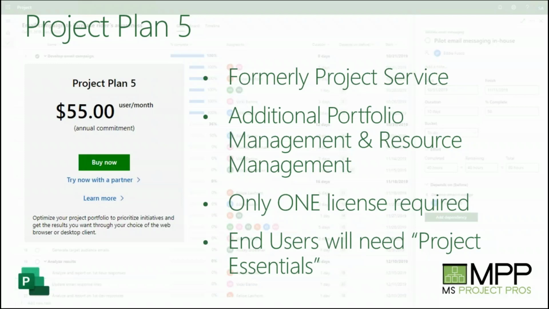The other part of it with P5 too is that the expectation is that you'd really be moving into multiple licenses across your organization, right? And so for a smaller implementation, P3 would probably be fine as you move into managing projects within PWA. But as soon as you are looking to add new members that are going to be using Project Pro, new users that need to see the projects, they will also need licenses. So end users will need the Project Essentials license.